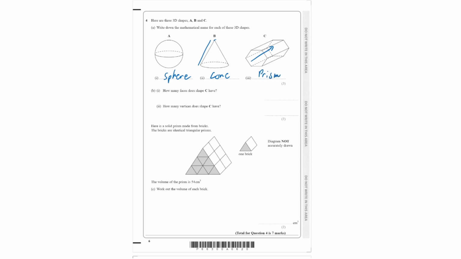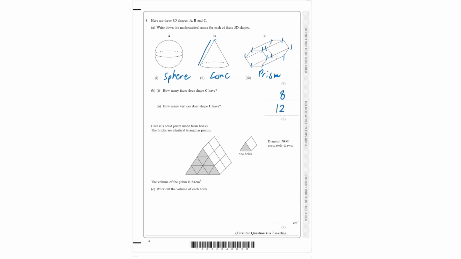How many faces does shape C have? So let's count. Now we have 1, 2, 3, 4, 5, 6. Don't forget the front and back. 7, 8. How many vertices does shape C have? So those are all the corners. Let's see. 1, 2, 3, 4, 5, 6, 7, 8, 9, 10, 11, 12.